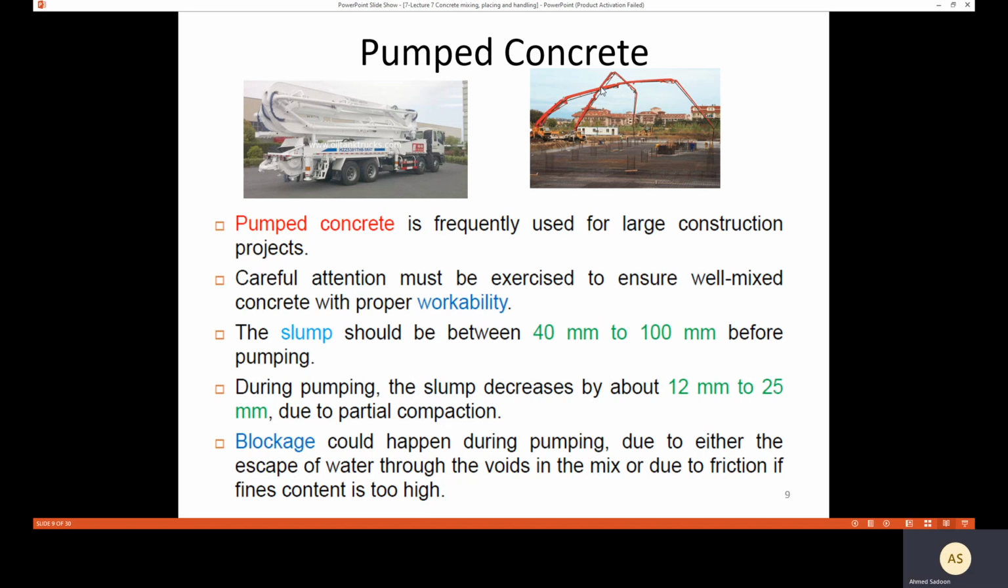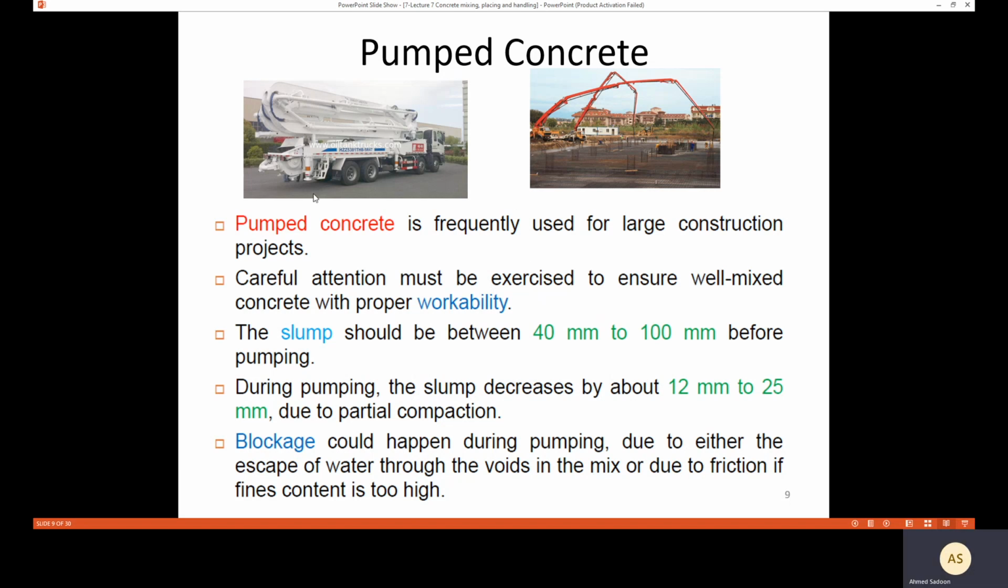So you can see the pump. This one facilitates the work right now, especially in large construction projects. So pumped concrete is frequently used for large construction projects. This facilitates the process of depositing the concrete. But when you use pumped concrete, careful attention must be exercised to ensure well-mixed concrete with proper workability. We should take care about the workability.